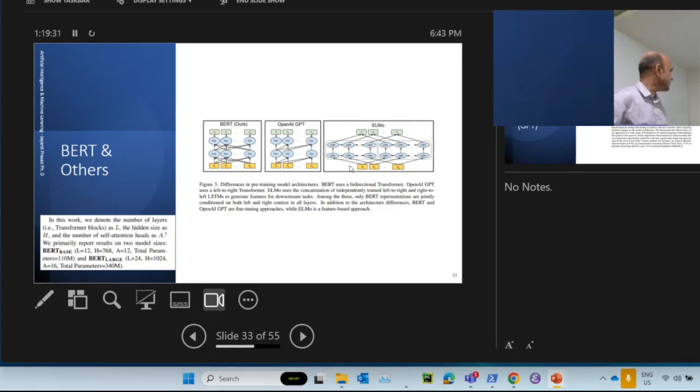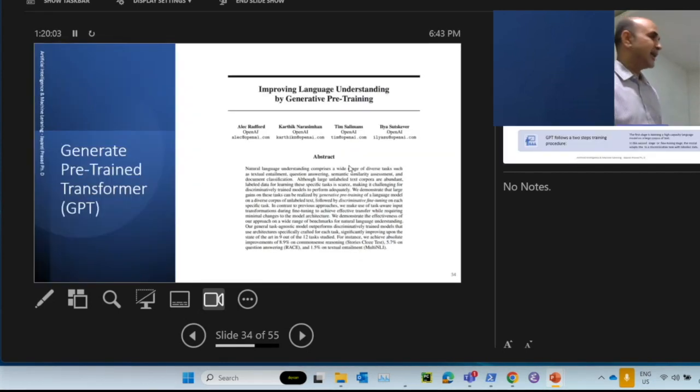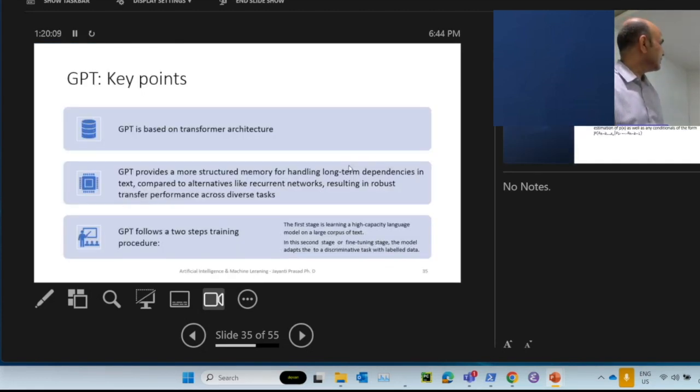Total parameters, in the left bottom you can read that BERT large had 340 million parameters. At that time it was very big, or the biggest. Now we have much bigger models. GPT came at the same time, Improving Language Understanding by Generative Pre-Training. The GPT family of models generally have two pieces in their training. One is the language model, the probability, and the second is fine tuning. I will explain. GPT is based on the transformer architecture.